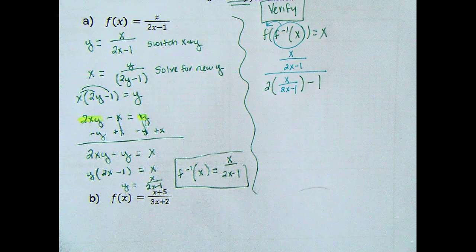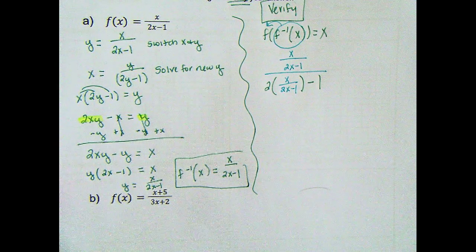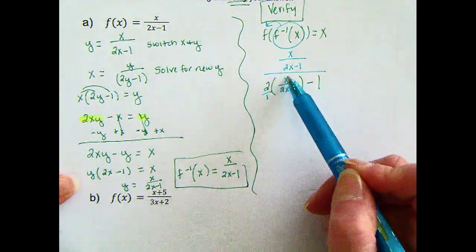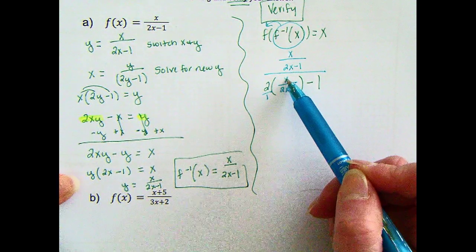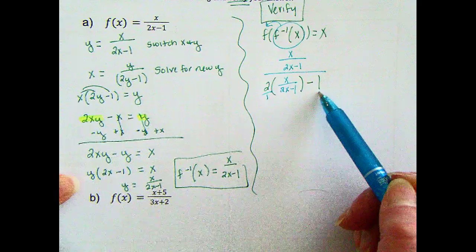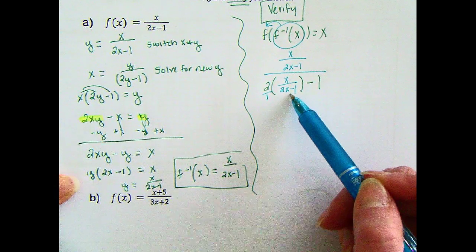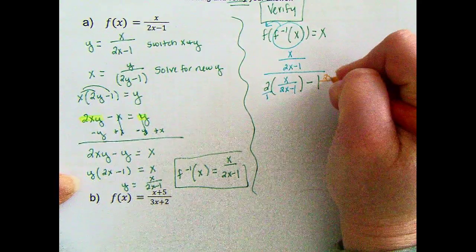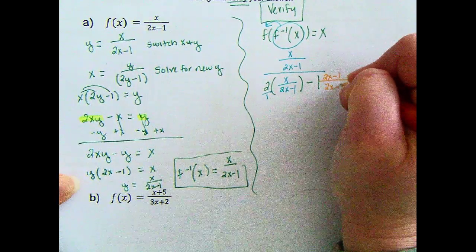And I have to simplify this and show mathematically how it is equal to x. I would put this 2 over 1. So you know this 2 just goes to the x up top. It only goes to the numerator. But that being said, I'm going to have to get a common denominator. So since this has a 2x minus 1, I'm basically going to just change this 1 into 2x minus 1 over 2x minus 1.